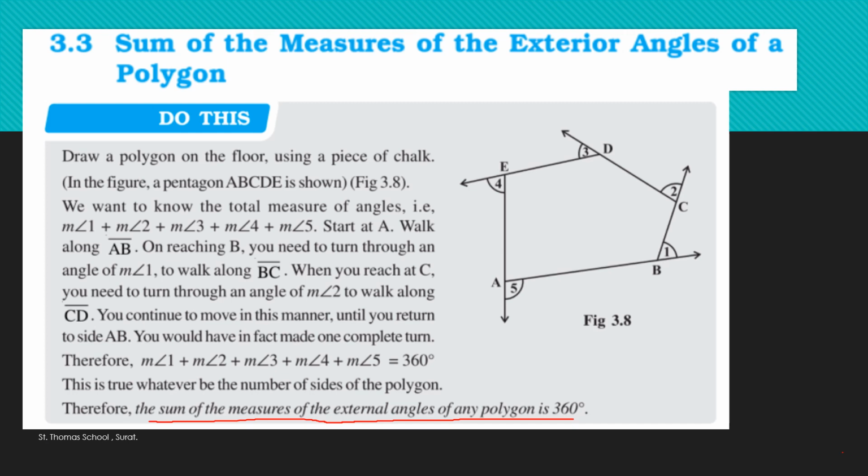There is one formula. According to that, we can find the sum of the measures of interior angles. That will be different for different polygons, but in any polygon, the sum of the measures of exterior angles will always be 360 degrees. Is it clear? So interior angles will be different for different polygons, but the sum of exterior angles will be the same for all polygons, that is 360 degrees. Is it clear?